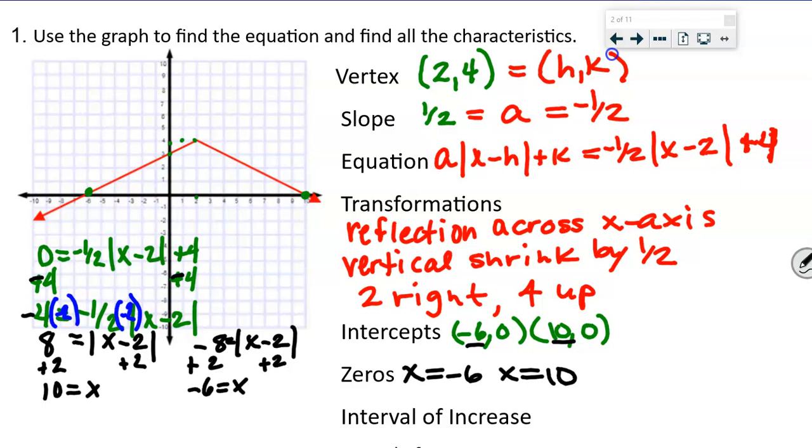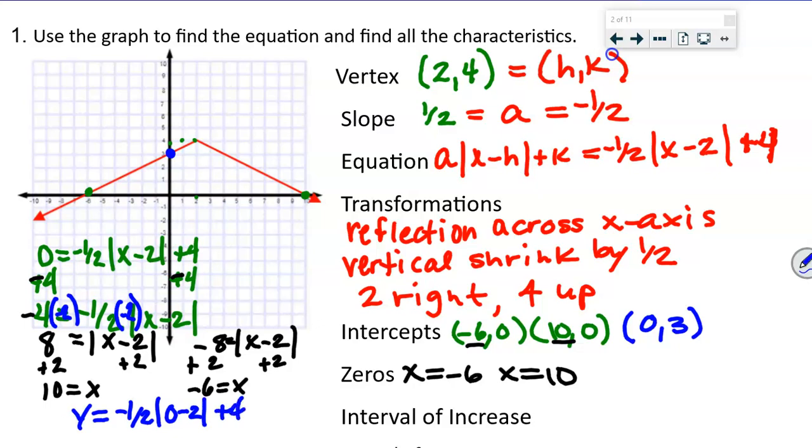Now we have one more intercept that we want to talk about here, and it is this one right here. Or not zero, sorry, but intercept, and this is the y-intercept. So this one is going to be 0, 3. And the way we solve for this one is we put 0 in for x and solve for y. So we would say y equals negative 1/2 absolute value of 0 minus 2 plus 4.